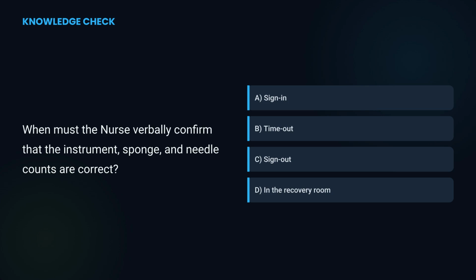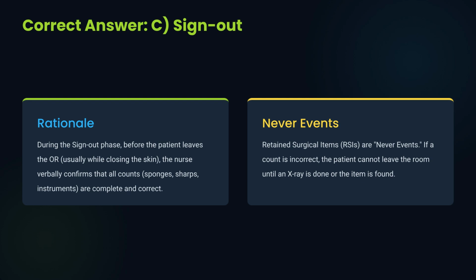When must the nurse verbally confirm that the instrument, sponge, and needle counts are correct? The correct answer is C, sign-out. Performing counts during sign-out ensures all surgical items are accounted for before the patient leaves the operating room, preventing retained surgical items.